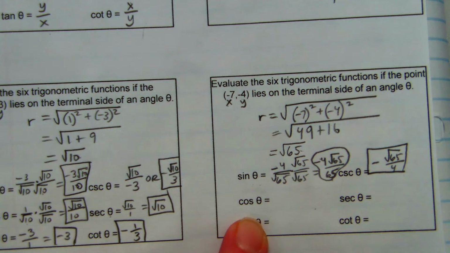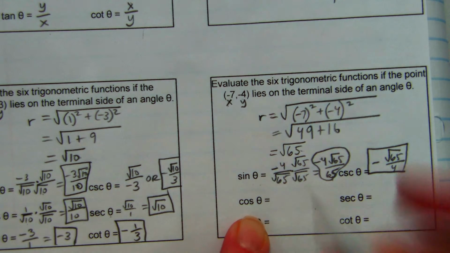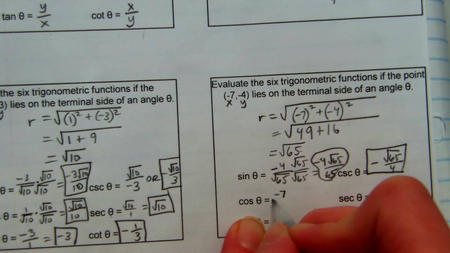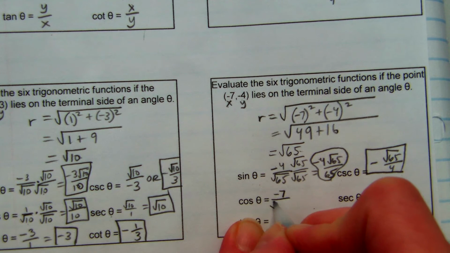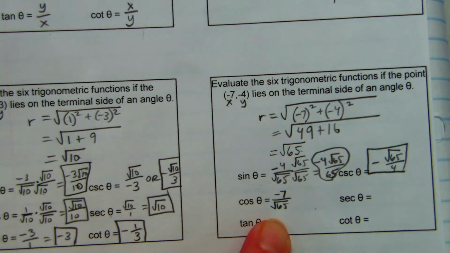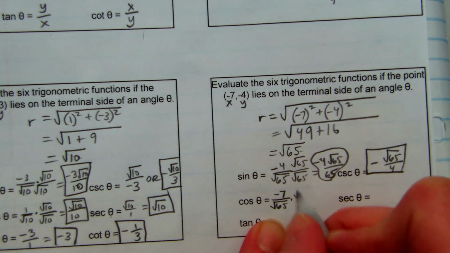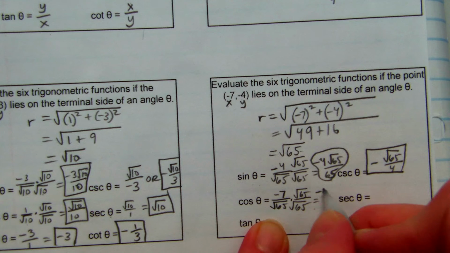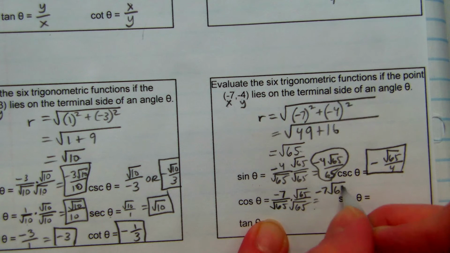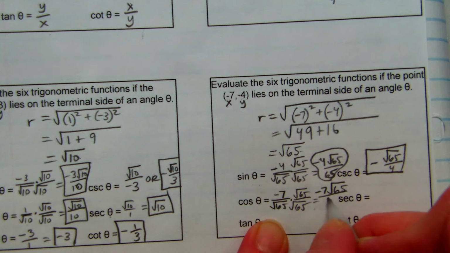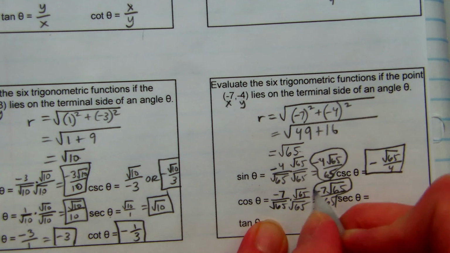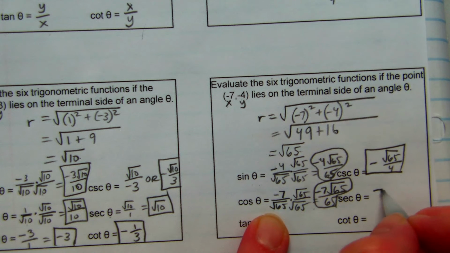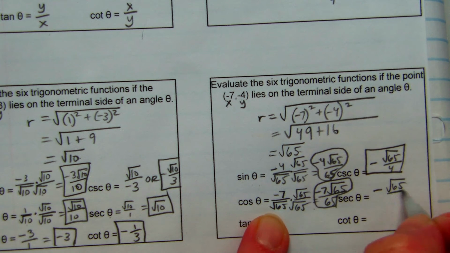All right, tell me how to set up cosine. It's going to be negative 7 over the square root of 65. Good. And you're going to multiply by radical 65. Good. And nothing reduces, so you're good. Yep, negative 7 square root of 65 over 65, and nothing there reduces, so we're good. For secant, I just go and flip over the original, so it'll be negative square root of 65 over 7.